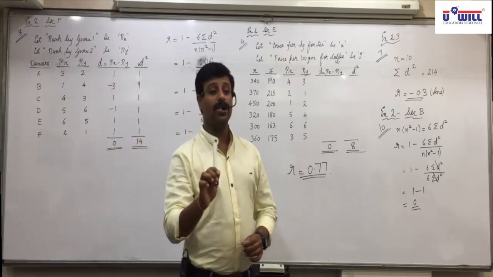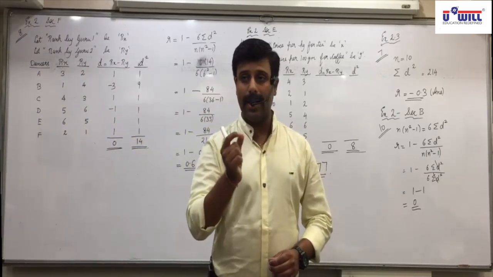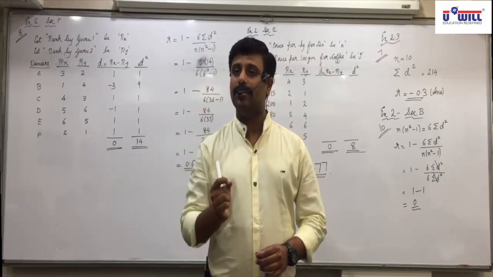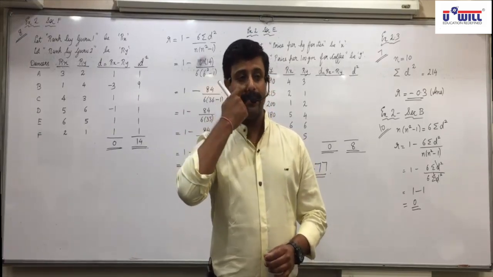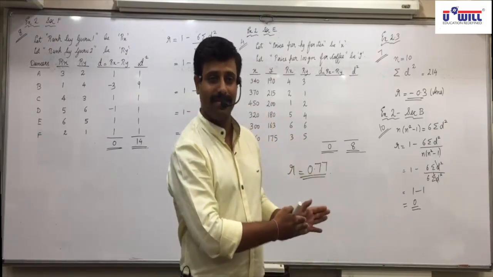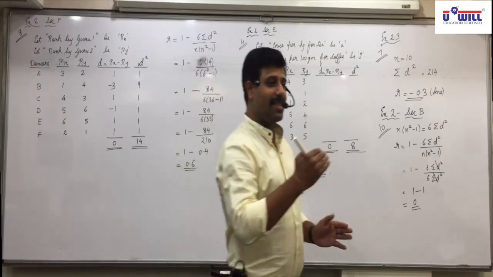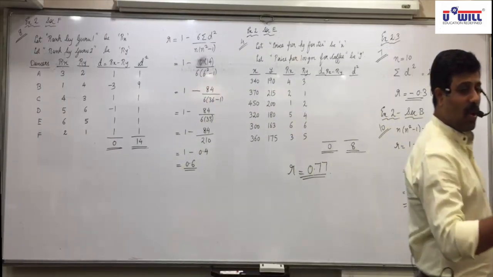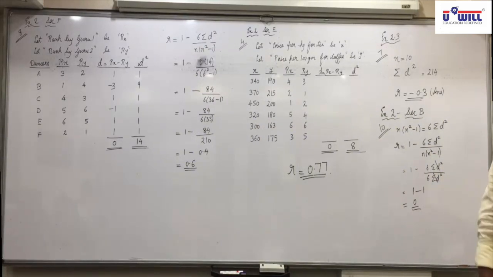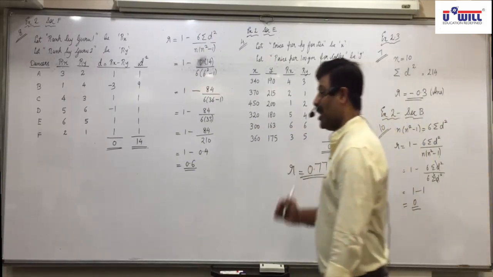Don't write no correlation. You need to mention the word linear. Other types of relationship are possible. Thus, there is no linear correlation between the two variables.